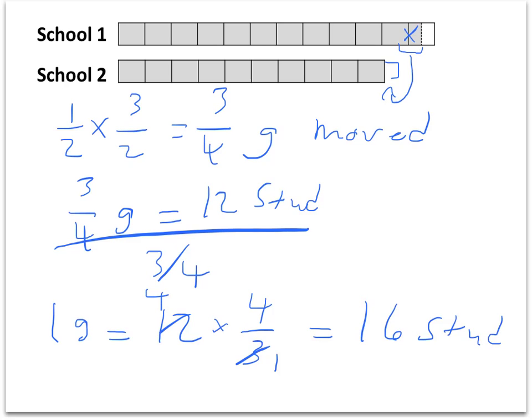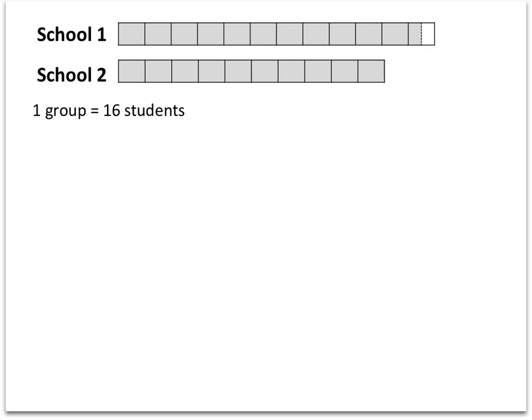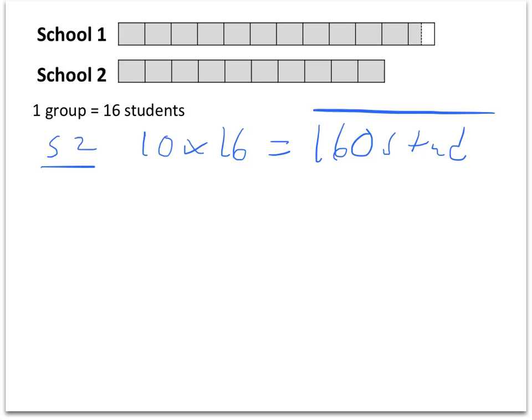Now we need to figure out how many children were originally at each school. Let's clean things up here a little bit. We determined that one group equals 16 students. And so let's take school 2 to start off with. School 2 had 10 groups of students times the 16 students in each group, and so that's a total of 160 students. So that's how many were in school 2.